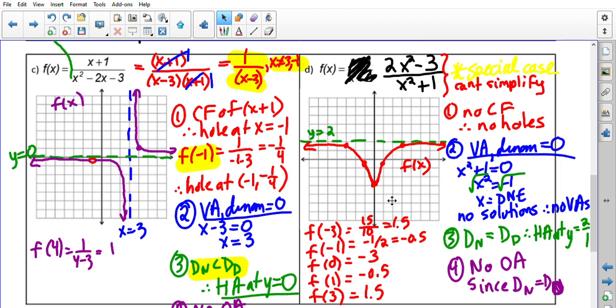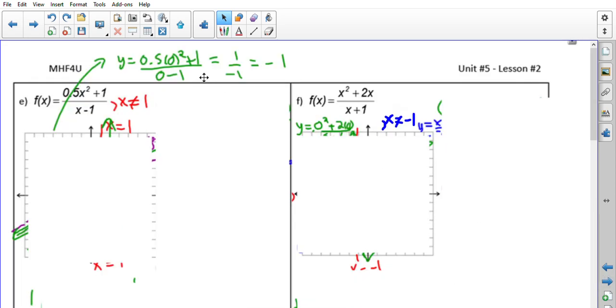All right, so let's move to the next page. Again, normally I would be having you guys investigate this on your own, but I am going through it with you now since we can't go through it in class. All right, let's try part E, 0.5x squared plus 1 divided by x minus 1. So I know that my restriction is that x cannot equal 1.